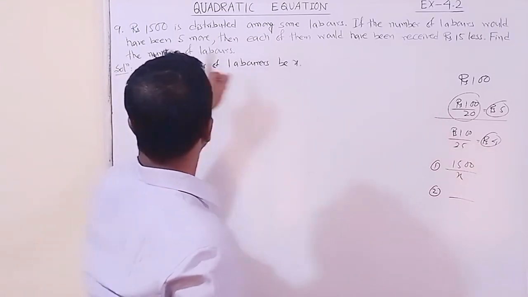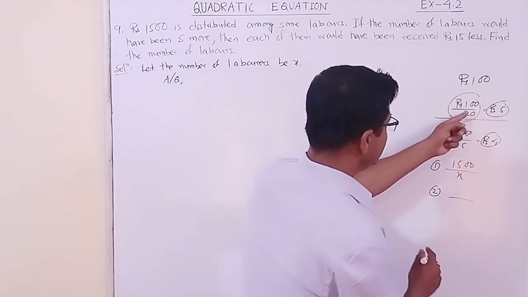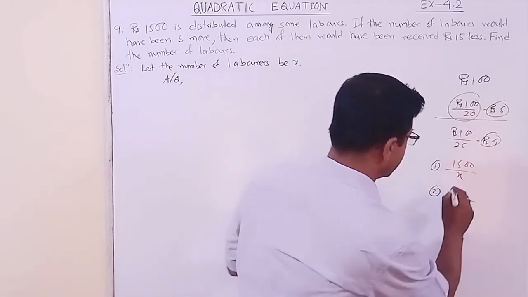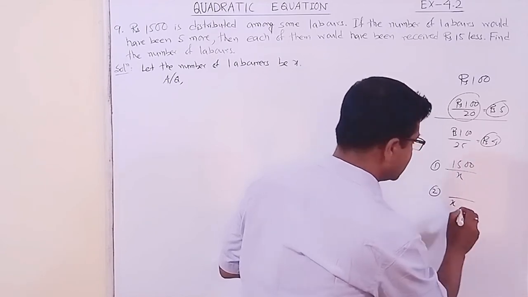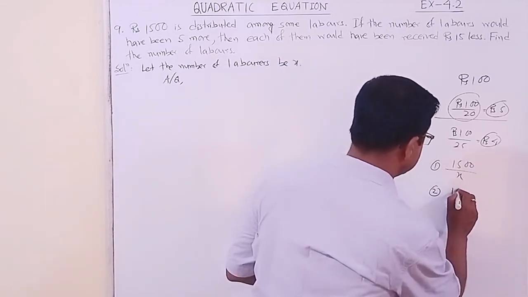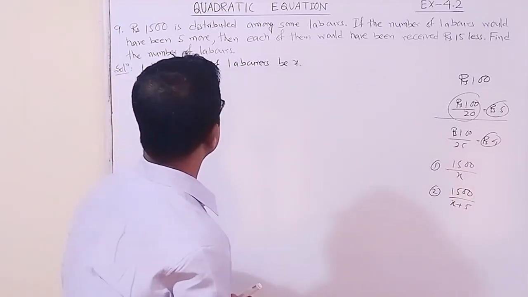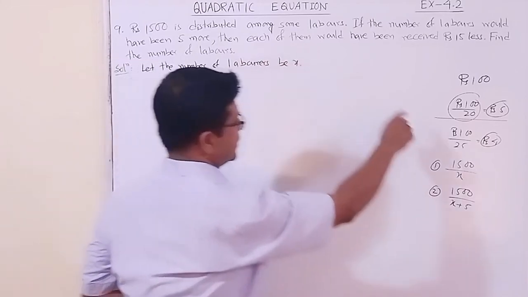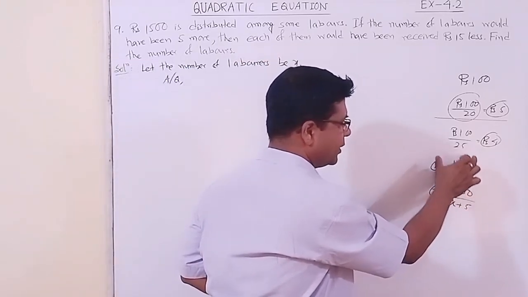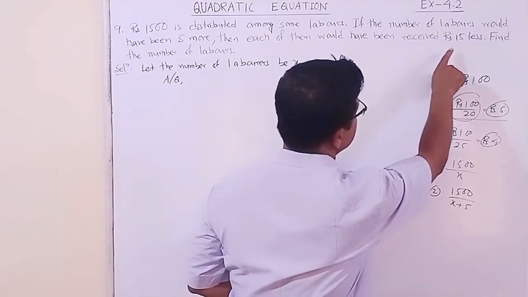If the number of laborers would have been 5 more, 20 plus 5, 25. Here the number of laborers, earlier it was x, now it is x plus 5. What is the amount? The amount still remains the same, 1500. Now what is given? Each person will get this amount, and here each person will get this amount. Each of them would have received rupees 15 less.